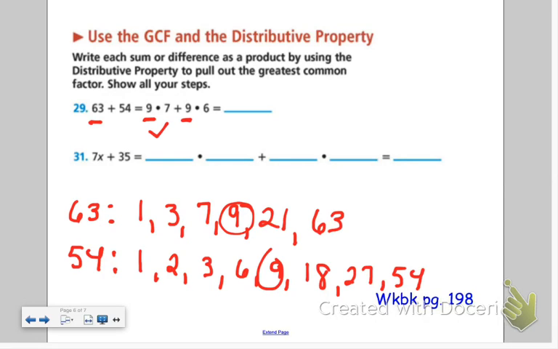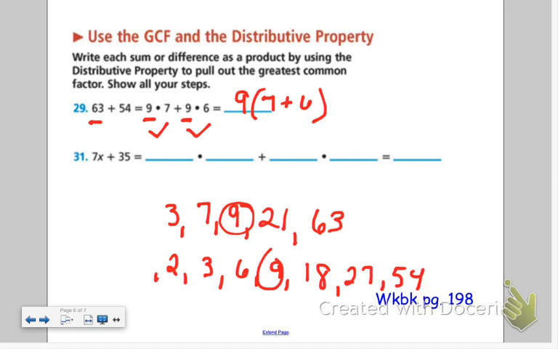9 times 7 is what gives you 63, 9 times 6 is what gives you 54. So they pulled out the common factor of 9, and I'm going to put 9 outside the parentheses, and I'm going to put 7 and 6, the other factors, inside the parentheses. So another way to rewrite this addition problem of 63 plus 54 is actually 9 times the sum of 7 and 6. Let's do the same thing for number 31.